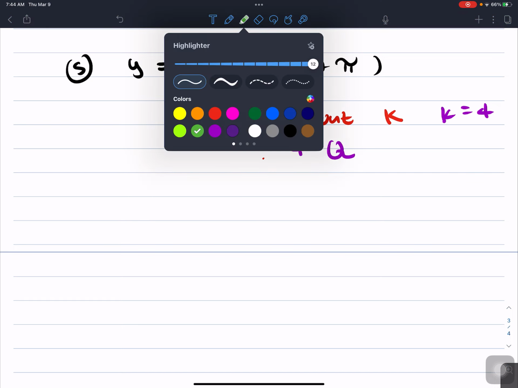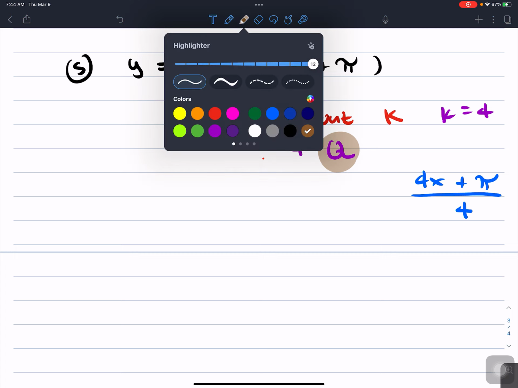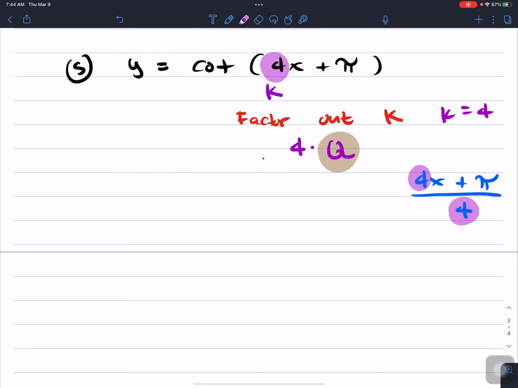I forget what color. I'm going to have to use brown or gold. How do I get the quotient again? You take 4x plus pi, you divide by 4. That's the k value, right? And it's the same k value. Of course, what's always going to happen is that first coefficient is going to be 1. So this becomes x plus what? Pi over 4.